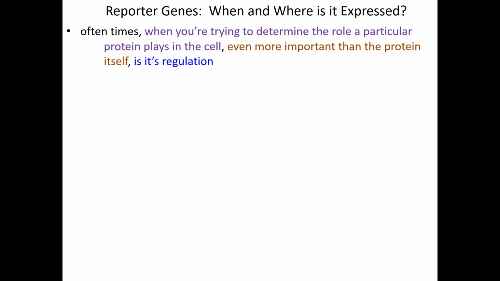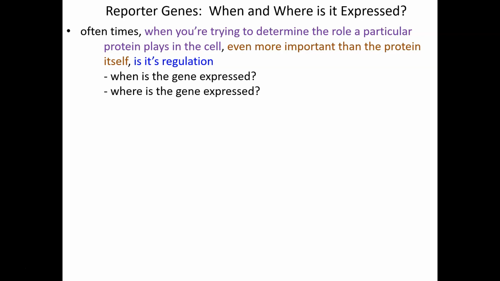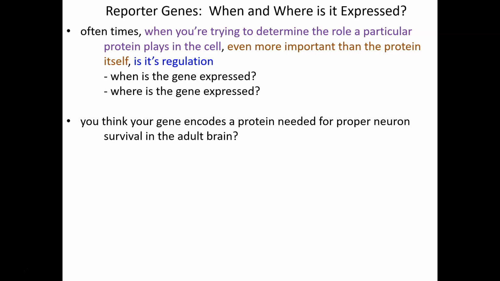So oftentimes when you're trying to determine the role of a particular protein in the cell, the first question you ask is, well, I can learn about the role of this protein if I understand when and where the cell wants this protein. Another way to say that question is, when and where is the cell turning the gene for this protein on? That's a gene regulation question. To say it simply, when is this gene expressed and where is this gene expressed?